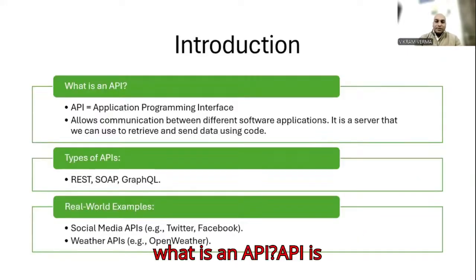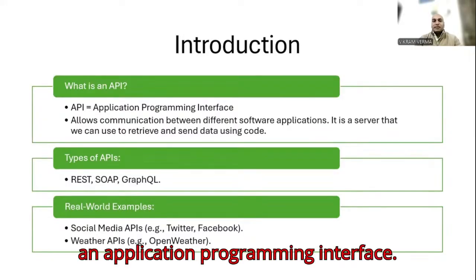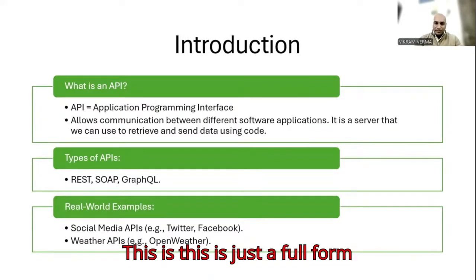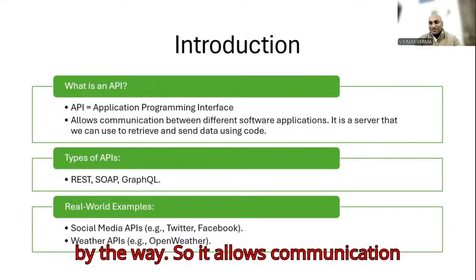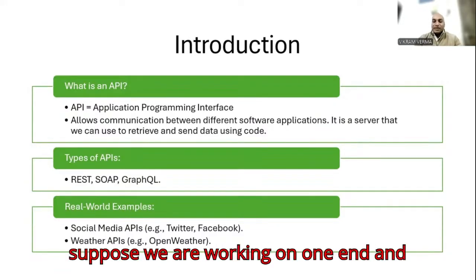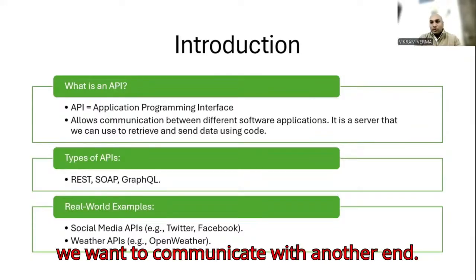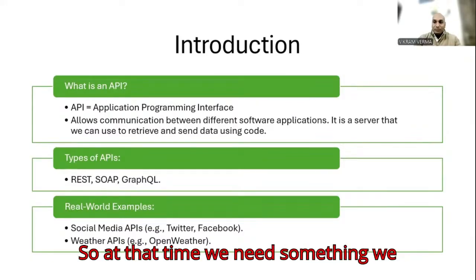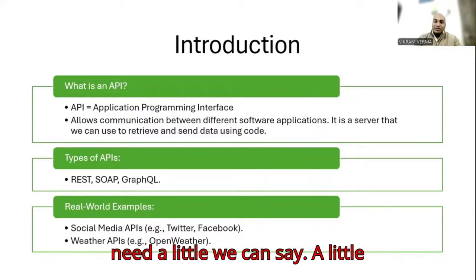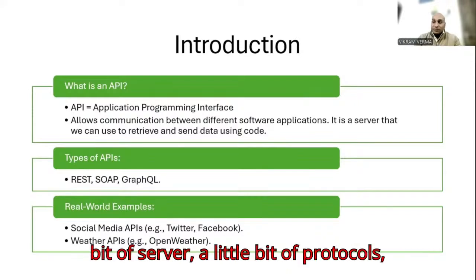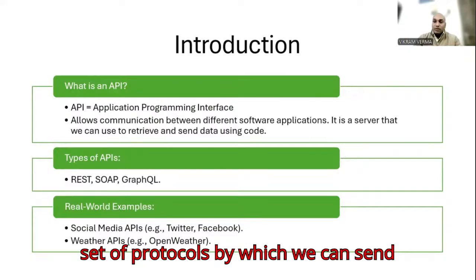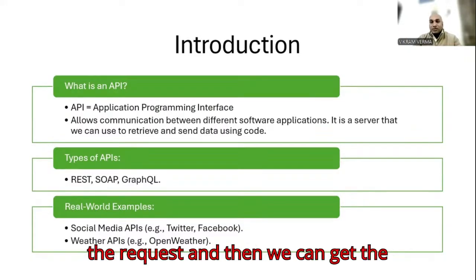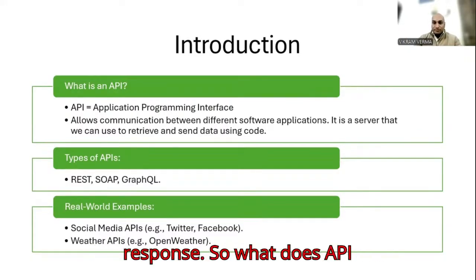So what is an API? API is an application programming interface. This is just the full form, by the way. It allows communication between software applications. Suppose we are working on one end and we want to communicate with another end. At that time we need something, a little bit of server, a set of protocols, by which we can send the request and then get the response.